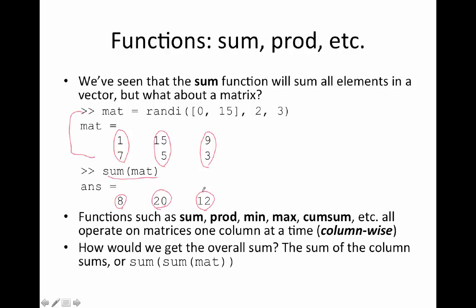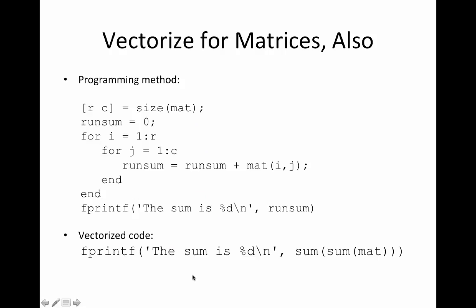So what if I wanted the overall sum of all of the values in the matrix? Well, what I want is the sum of this vector. So I want the sum of the vector that I get when I say sum of mat. So sum of sum of mat is going to give me the overall sum of the matrix. So again, we vectorize code for both vectors and matrices.